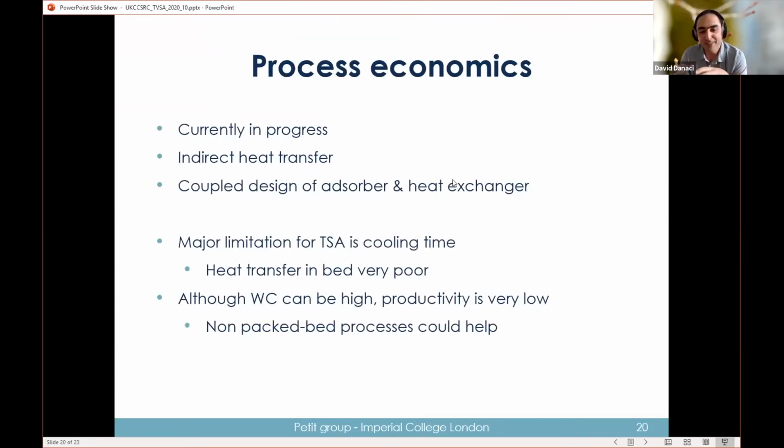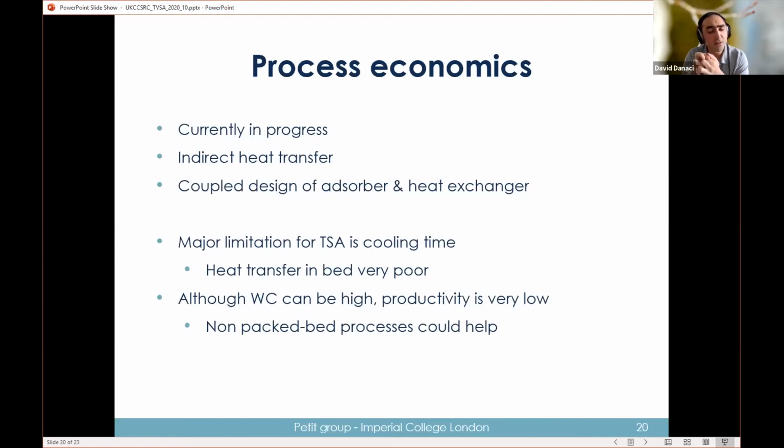I'm going to briefly touch on process economics, and by that I'm just going to speak about it. This is currently still in progress, so I don't have any useful results to show you. But we will be employing indirect heat transfer to heat the bed. This is possibly contentious. Direct heat transfer, as in using a hot gas to regenerate the bed, is traditionally the method used for TSA.